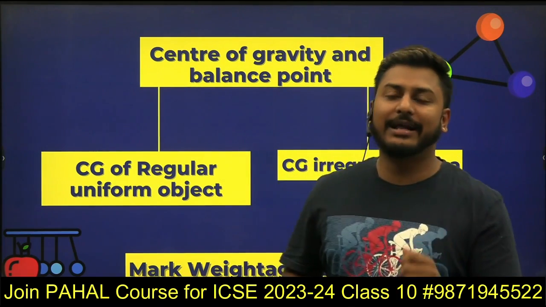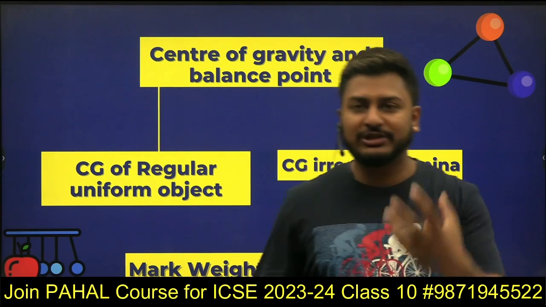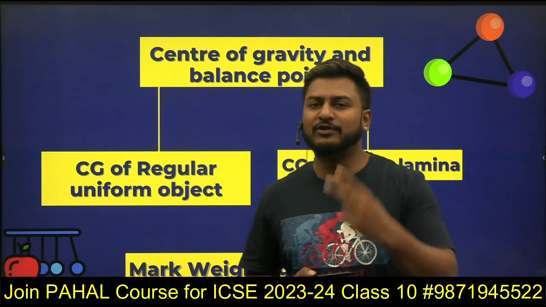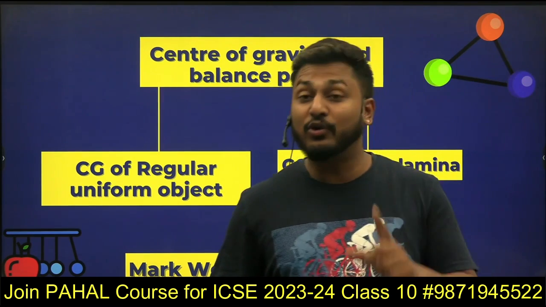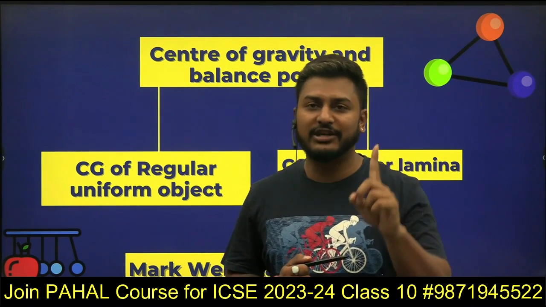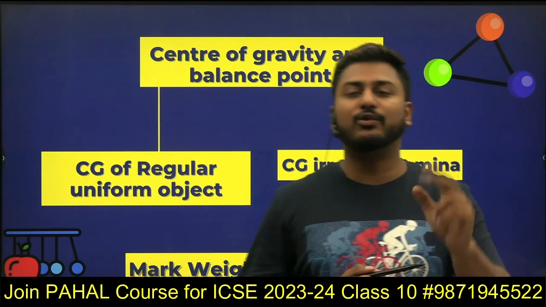In the last class we discussed forces and the motion produced by the forces. Two types of motions were produced. कौन कौन से मोशंस थे? सबसे पहला जो मोशन था, that was translational motion or linear motion, and then rotational motion.